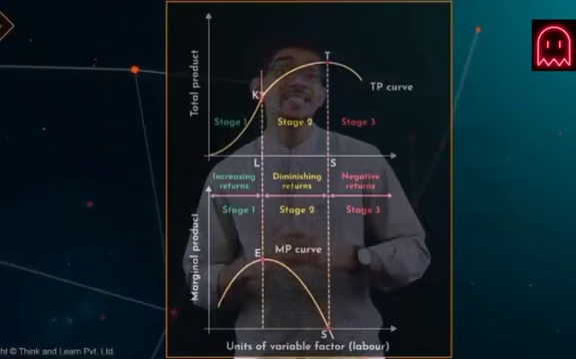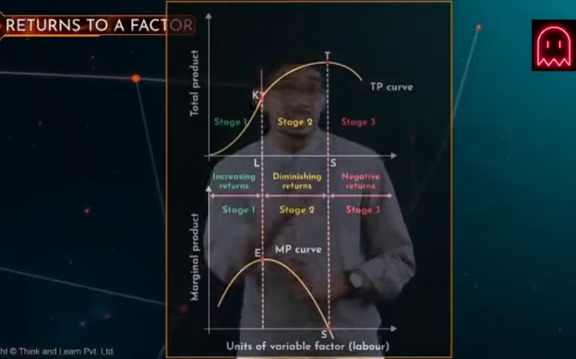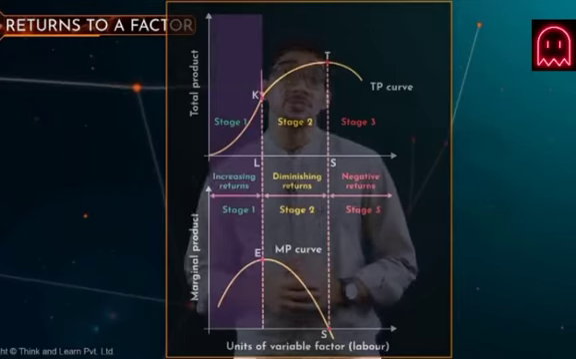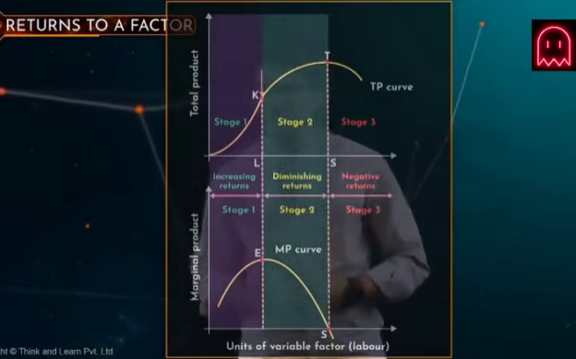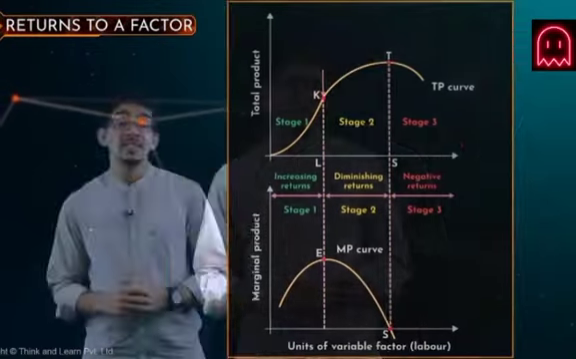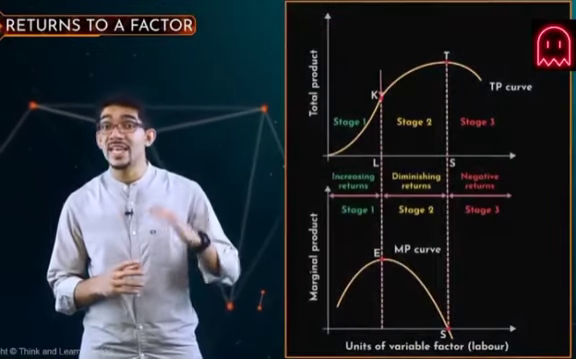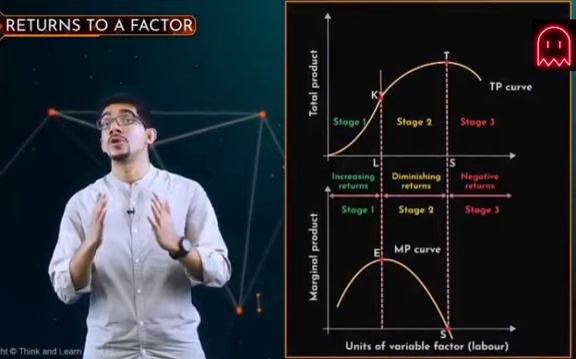So there are basically 2 parts to this diagram. This side where we have increasing returns to factor, and beyond this point where we have diminishing returns, right? But what causes these? The increasing returns to factor in stage 1 occur because of the following factors.